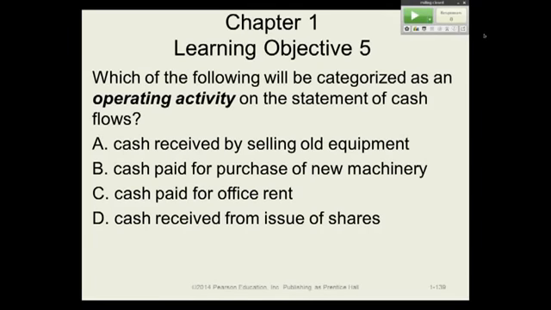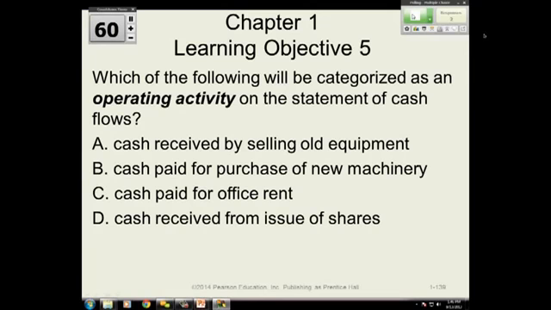All right, so here's what I want to know. Which of the following are operating activities? So which of the following is an operating activity? Is it cash received from selling off old equipment, purchase of new machinery, office rent, or cash received from the issuance of new shares?